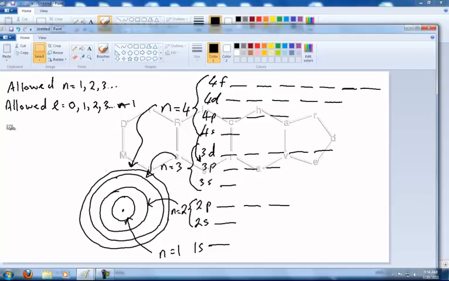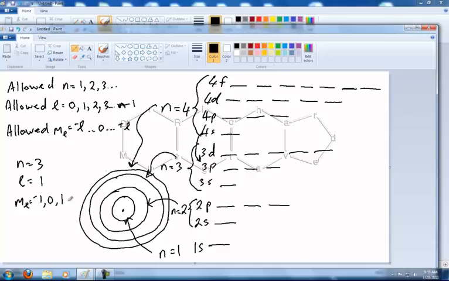Alright, the next one we talk about is m sub L, which is the orbital quantum number, or the angular momentum quantum number, and this can have a value from negative L through 0 to plus L. So if n equals 3, and we say L equals 1, then m sub L would have an allowed value of negative 1, 0, or 1.